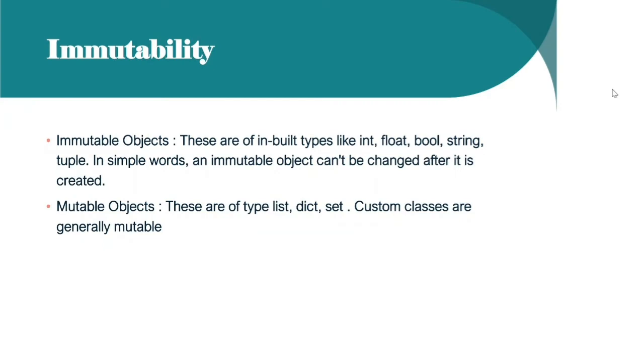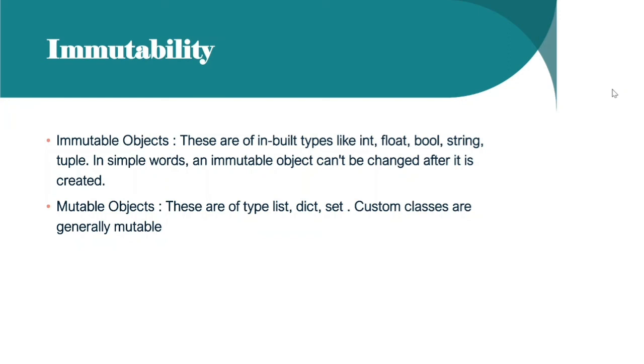Now talking about the major difference between the list and the tuple, that is immutability. There are two types of objects present in Python. First are immutable objects and second are mutable objects, right? Immutable objects are inbuilt data types such as integer, float, boolean and strings, and tuples; in a simple manner, immutable objects cannot be changed after they are created. Tuple is the biggest example of an immutable object. Mutable objects are the list, dictionary and set. These are the objects whose values can be changed, right?